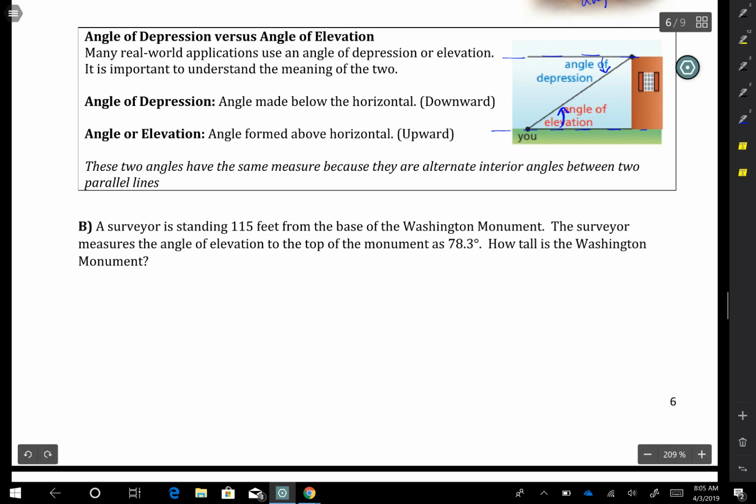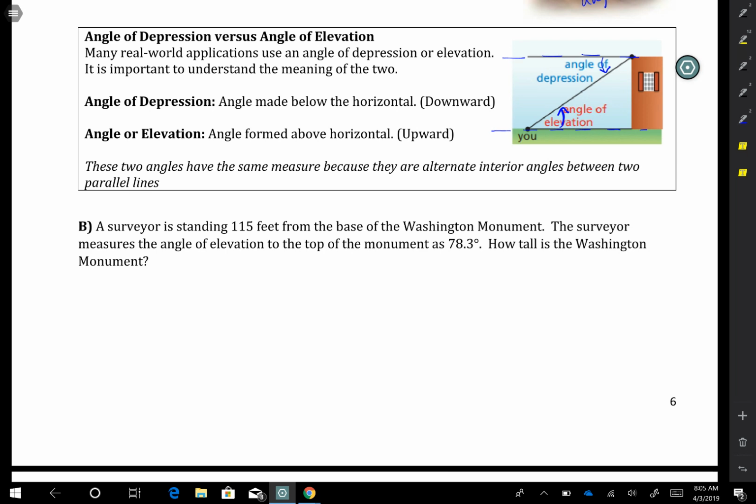Okay, so let's try B. A surveyor is standing 115 feet from the base of the Washington Monument. The surveyor measures the angle of elevation to the top of the monument as 78.3 degrees. How tall is the Washington Monument?